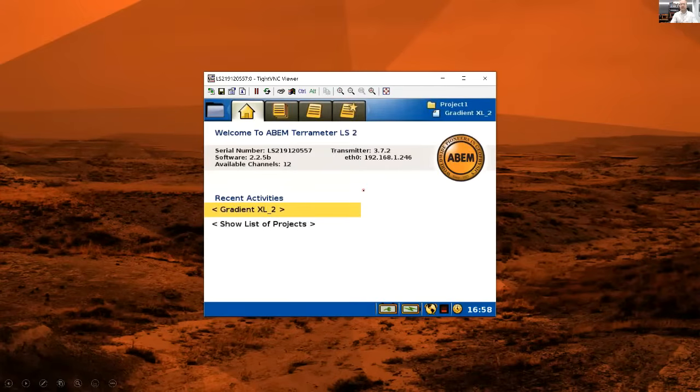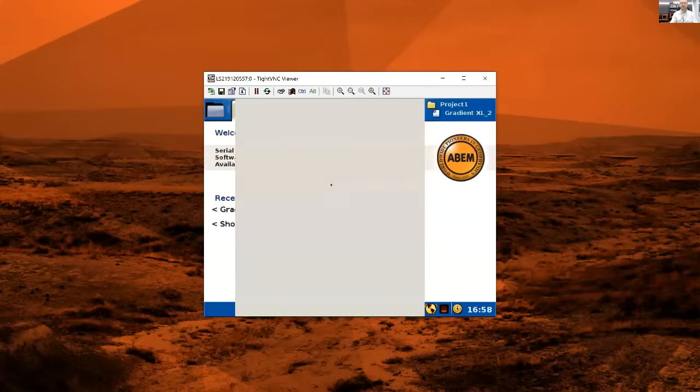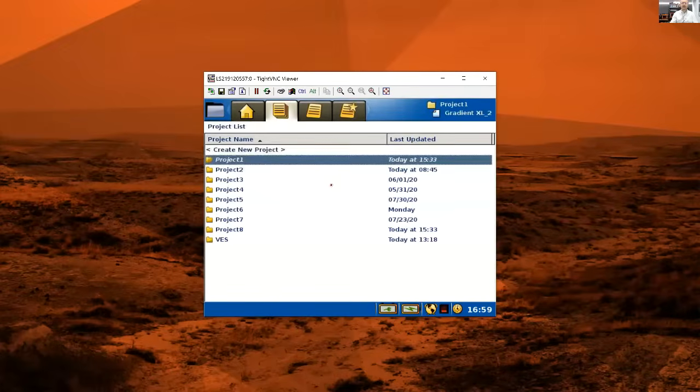And so by connecting through just using this VNC server, so this is a remote desktop software, it's free software, I can see the instrument in front of me. I can see all of the menus, and I can control the instrument. So what am I going to do? Well, I'm just going to go to my list of projects. I'm going to create a new project.